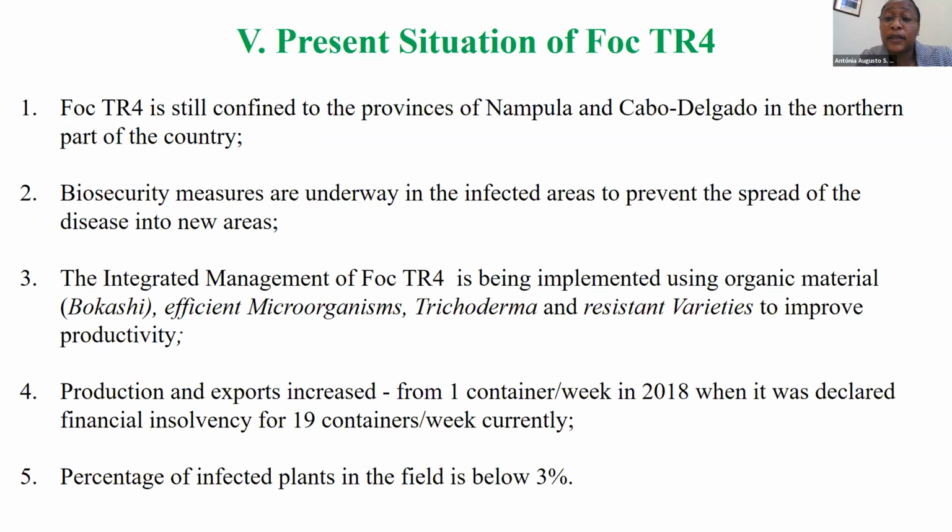In 2018, when it was declared, the farm declared financial insolvency, and they exported 1 container per week. But at this moment, they export 19 containers per week. So this is wonderful. The percentage of infected plants in the field is below 3%.